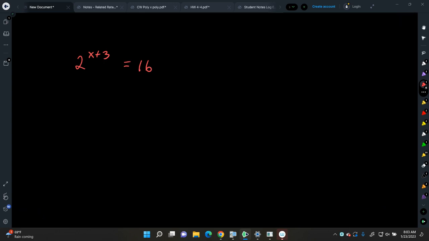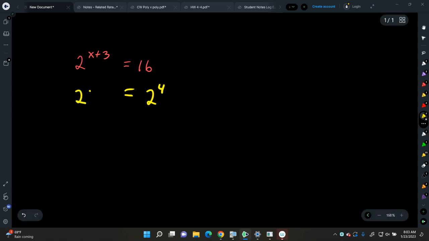Okay, so you know how to solve things like 2 to the x plus 3 equals 16, right? How do you solve that? Make 16 2 to the 4th, okay? Speak in full sentences. And then you apply that. And then, good, subtract 3, so we get x equals 1.